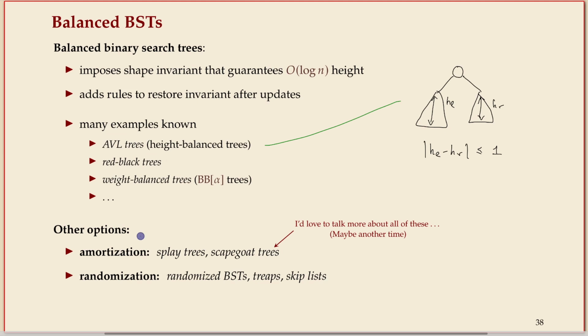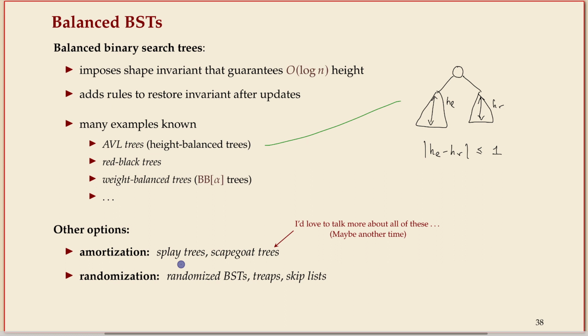There's a few others. There's another option. Instead of having these invariants on the shape that somehow need to be maintained, there's other options that also can work. I just want to throw these out because they're ideas that are interesting beyond just binary search trees. One is amortization. We talked about this before for the doubling arrays. Amortization is the idea that some operations might be expensive, but if you have a long sequence of operations, on average, each operation is cheap.